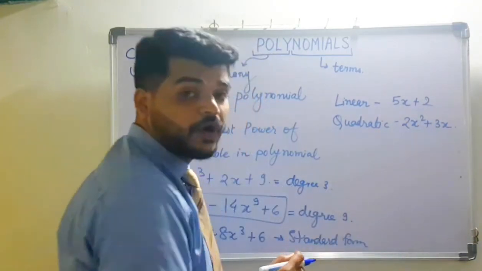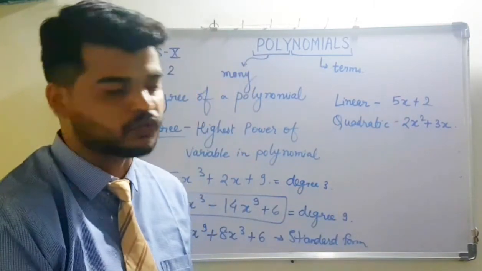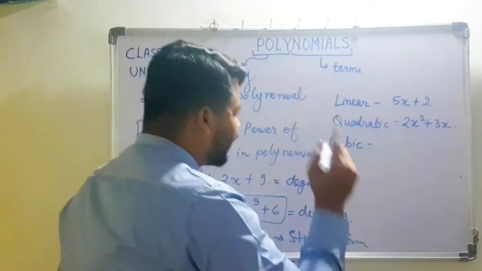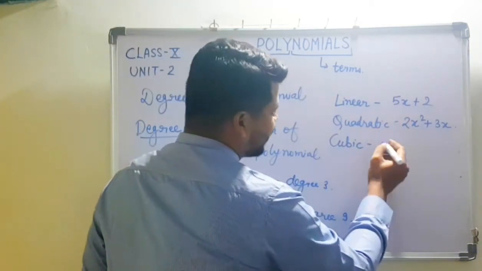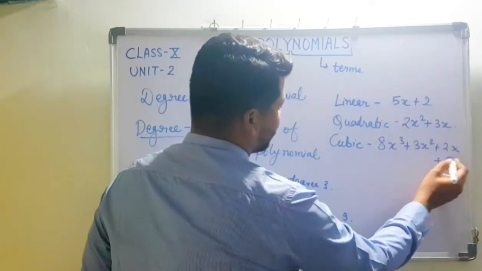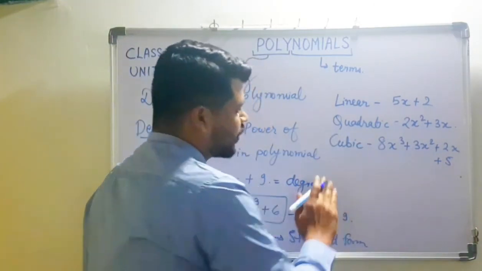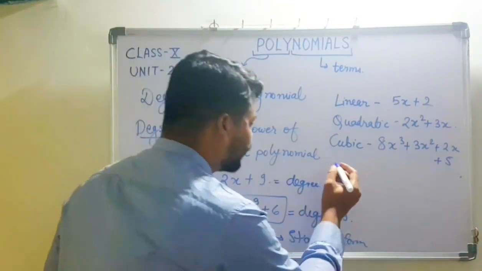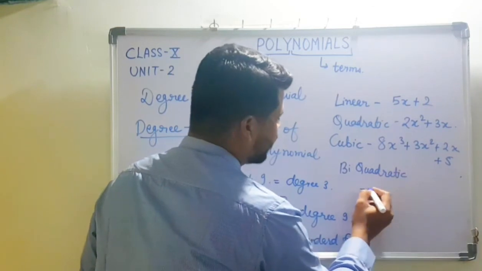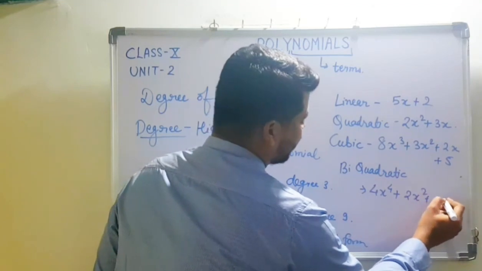Why is it quadratic? It has variable x and its highest power is 2. Third one is cubic. If the highest power of the variable is 3, like 8x cube plus 3x square plus 2x plus 5, it is called cubic. After that, if the highest power of a variable is 4, it is called biquadratic, like 4x to the power 4 plus 2x square plus 3x.